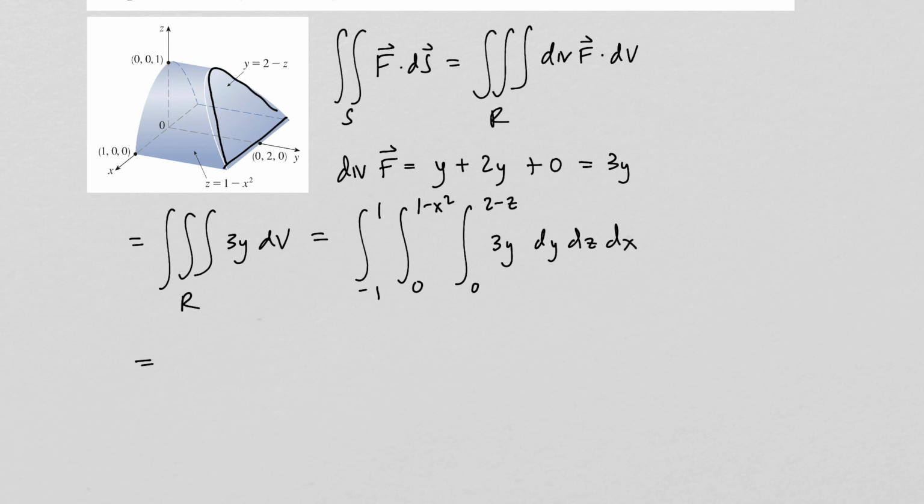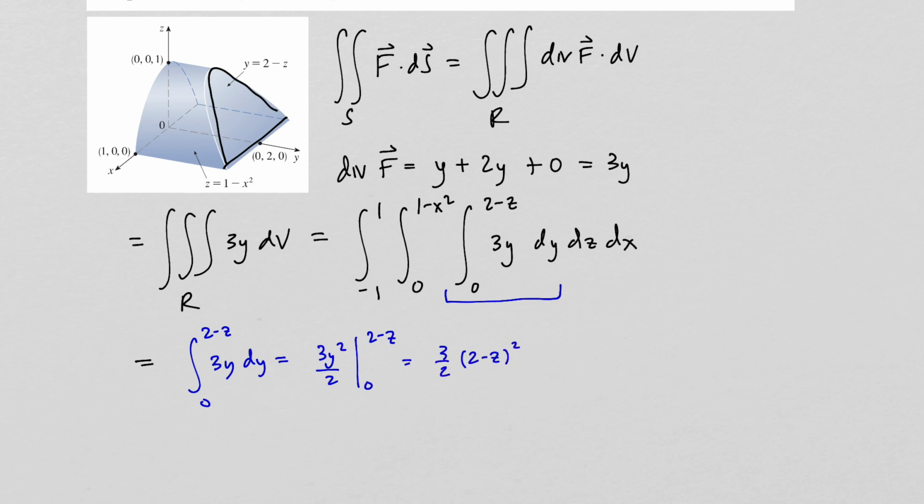So let's focus on this integral here. Integral of 3y from 0 to 2 minus z dy. This is 3y squared divided by 2 from 0 to 2 minus z. This is 3/2 times (2 minus z) squared, which is 3/2 times 4 minus 4z plus z squared, or 6 minus 6z plus 3/2 z squared.